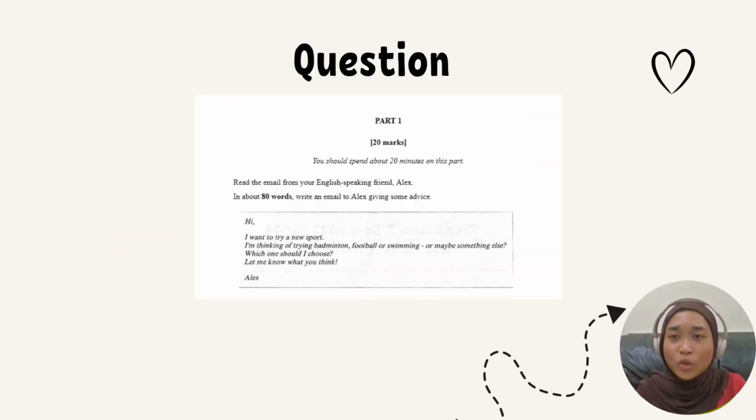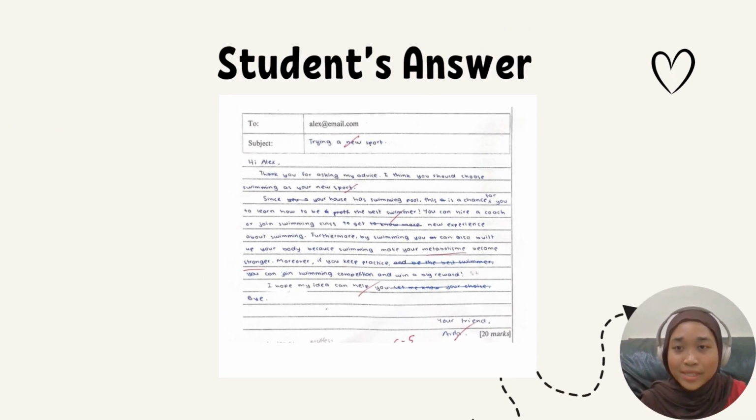All right, so these are the questions that I took as an example for you to see, which I took from Part One in the Paper Two English exam for secondary school. In this part, the students are required to write an email back to a friend, an English-speaking friend, Alex. Students must write not more than 80 words and within 20 minutes. This is an example of a student's answer for this Part One assessment.